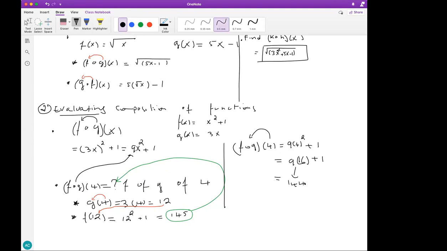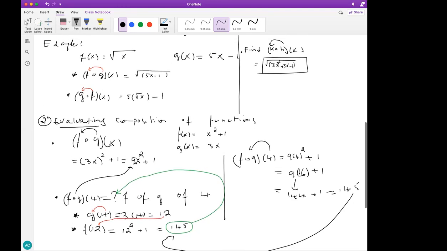Here's 145. As you can see, it's the same answer we got earlier by not using the composition. We just used the evaluation. We did it twice. So basically, this kind of saves time, if you will.